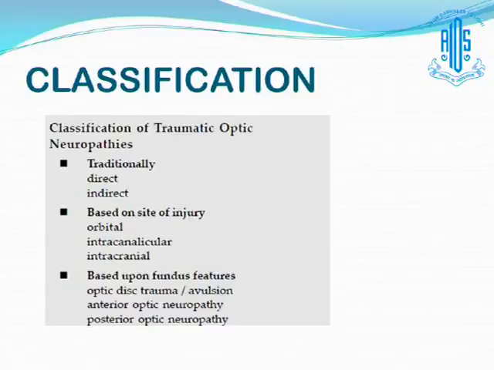Again, we classify traumatic optic neuropathy based on three principles. The traditional classification is direct and indirect. Based on the site of injury, it can be orbital, intracanalicular, or intracranial. Based upon the fundus features, it can be an optic disc trauma or avulsion. It can be an anterior optic neuropathy or a posterior optic neuropathy.